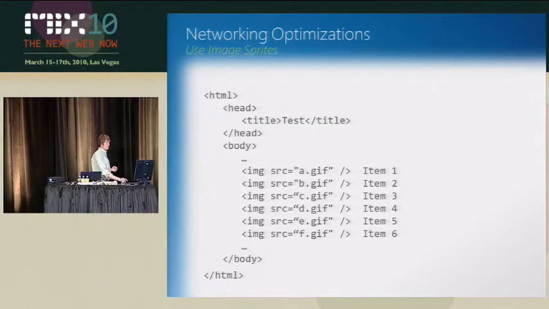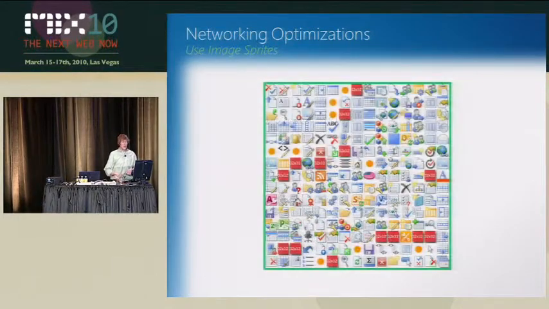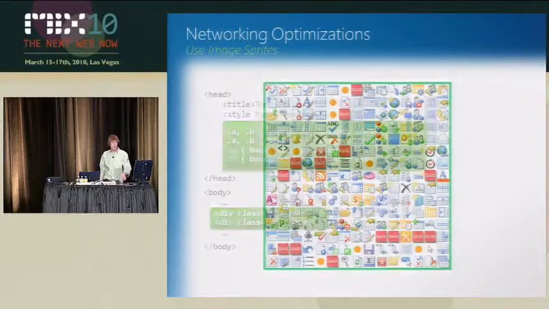By using an image sprite, and for those of you who are not familiar with image sprites, it's really a technique to take multiple images and put them into the same image. By using an image sprite, you're decreasing the total number of bytes going over the wire. You're also decreasing the total number of network requests. You're allowing the images to get to the browser sooner, and in doing so, you're improving the performance of your overall page.